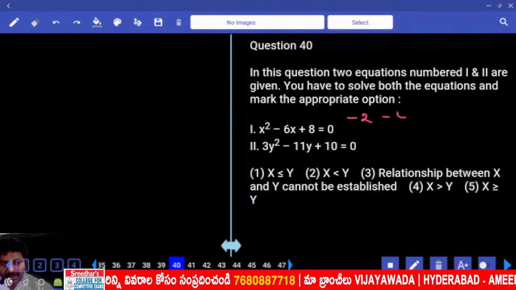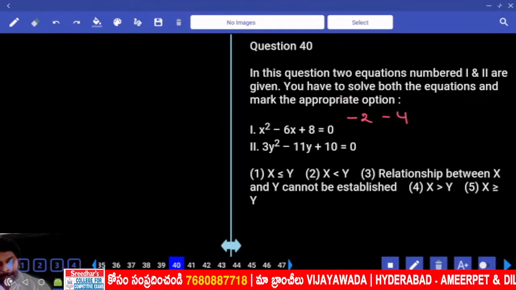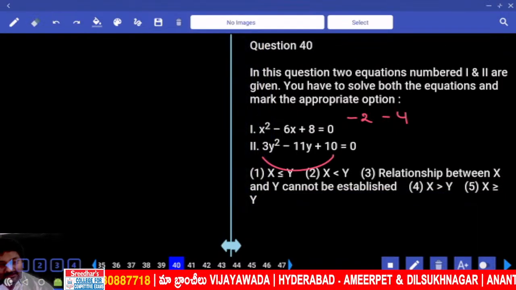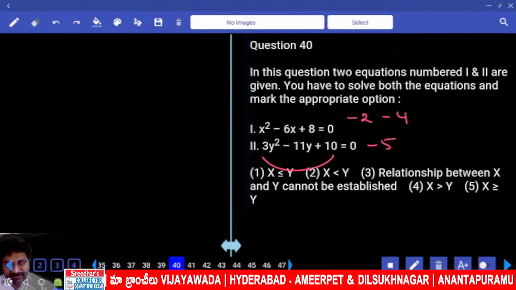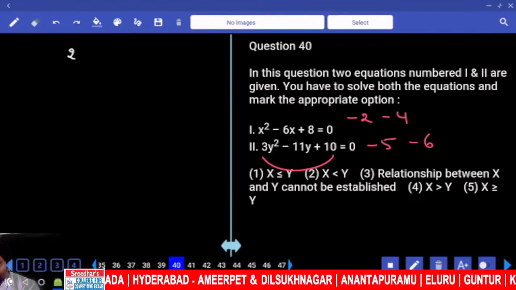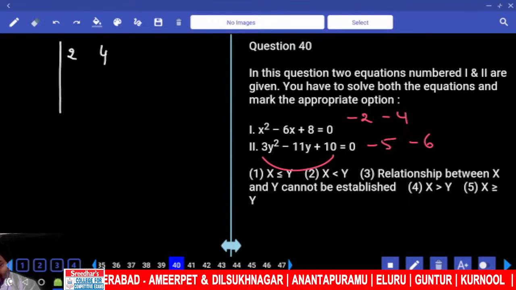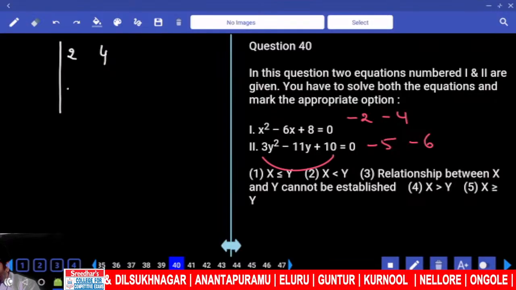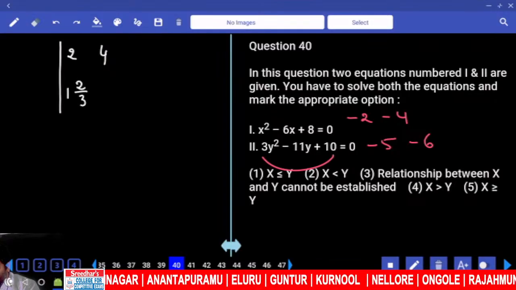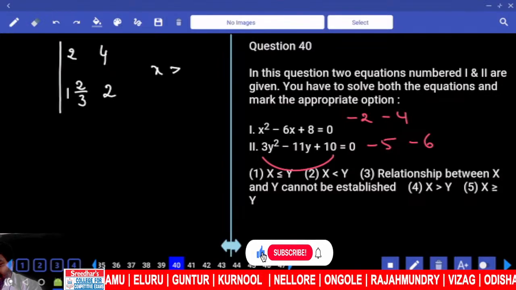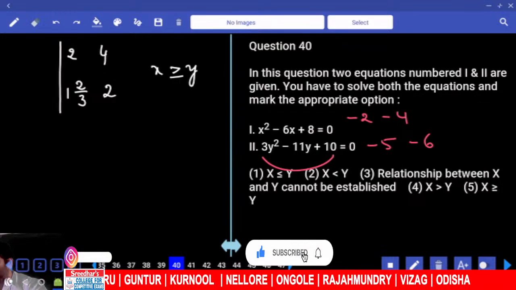Minus 2, minus 4 is the combination. Product must be 30. Sum must be minus 11. Minus 5, minus 6 is the combination. Then factors are 2, 4, minus 5 becomes plus 5, divided by 3, 1, 2 by 3, 6 by 3, 2. X is greater than or equal to y.